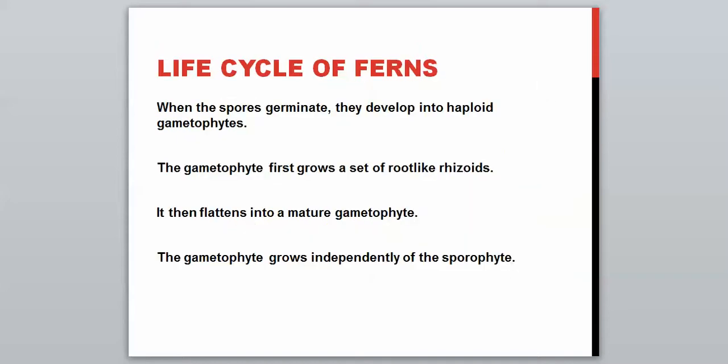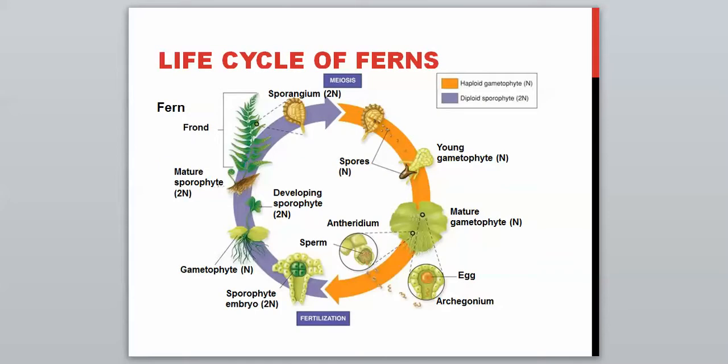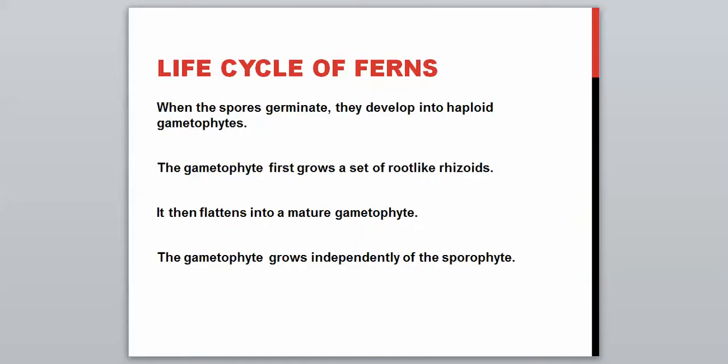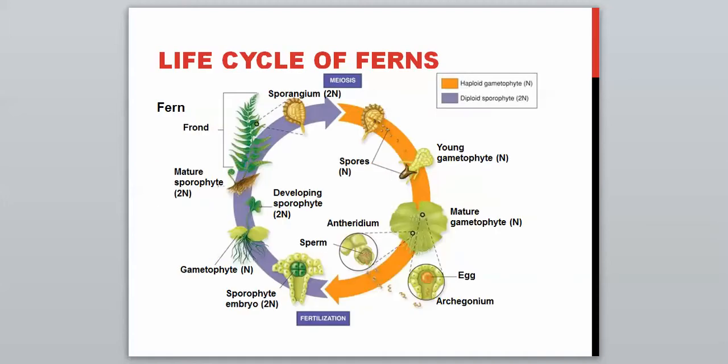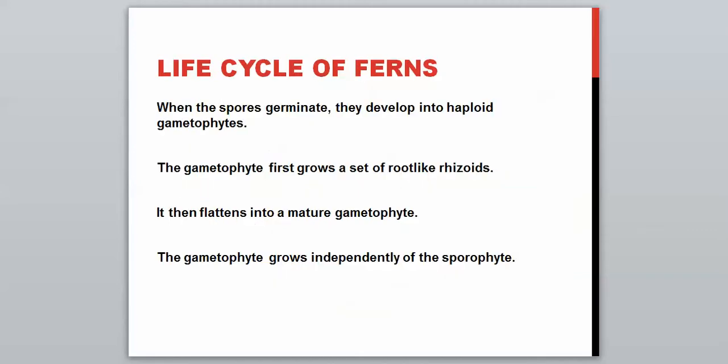The gametophyte first grows a set of root-like rhizoids. So rhizoids growing is the first step, and then it flattens into a mature gametophyte. This picture right here is what a mature gametophyte looks like. It almost looks like a big lettuce leaf in that picture. And then the gametophyte grows independently of the sporophyte, so they're separate, they don't need one another at first.